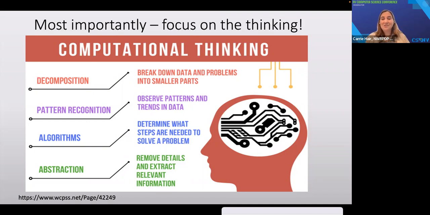What's really interesting to me is that I feel all of these are very important. Certain subject areas definitely lend themselves to others. But if you don't teach computer science and you teach another subject area, keep this graphic in your head, because all of these can be addressed in whatever subject you teach. And they do teach that computational thinking.